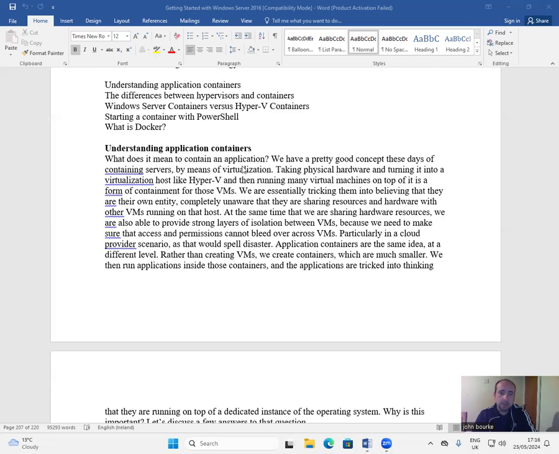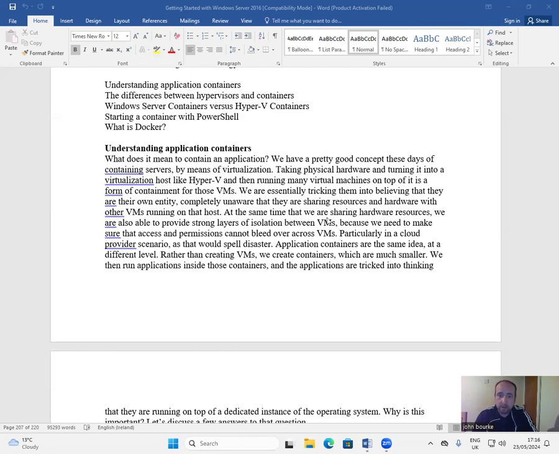Understanding application containers. What does it mean to contain an application? We have a pretty good concept these days of containing servers by means of virtualization, taking physical hardware and turning it into our virtualization host like Hyper-V, and then running many virtual machines on top of it is a form of containment for those VMs. We are essentially tricking them into believing that they are their own entity, completely unaware that they are sharing resources and hardware with other VMs running on that host.